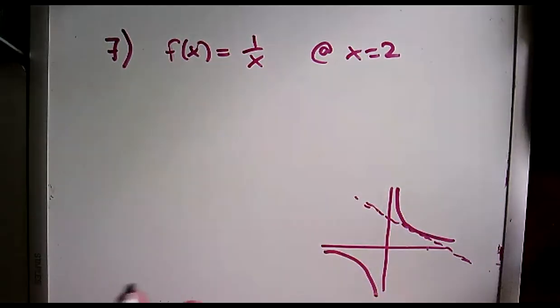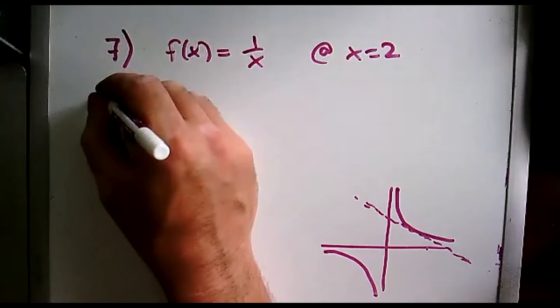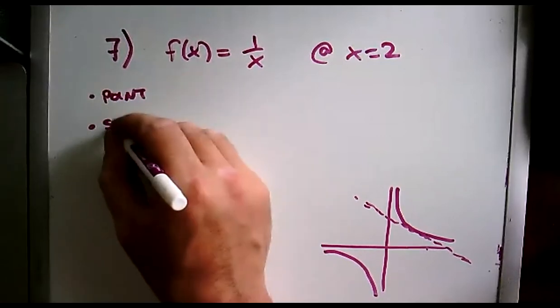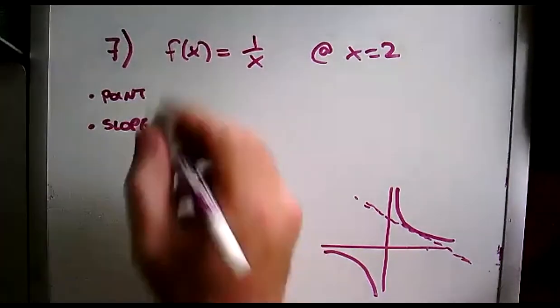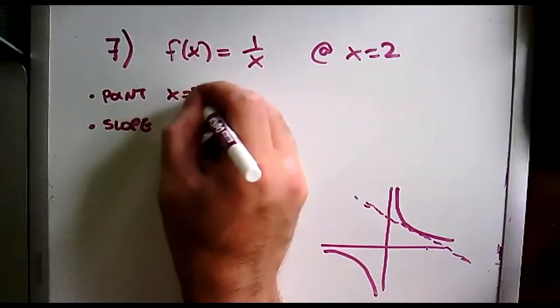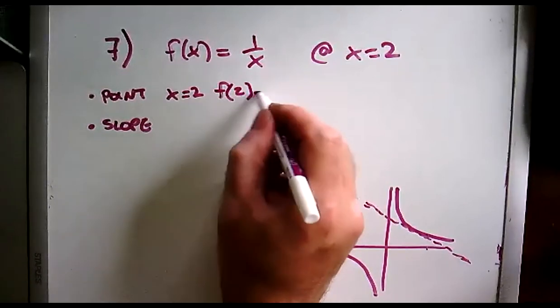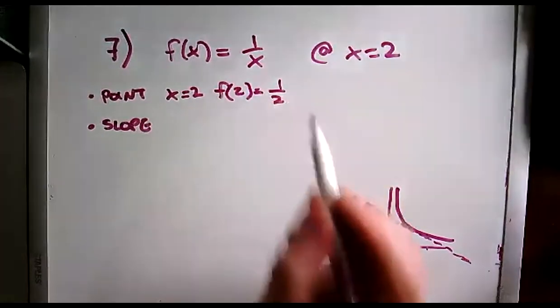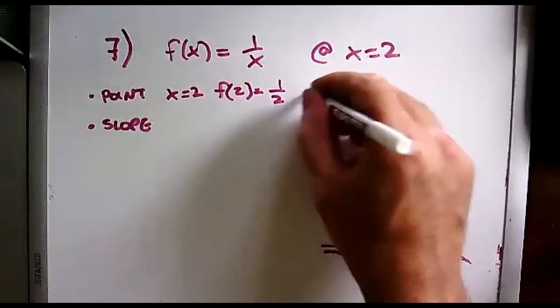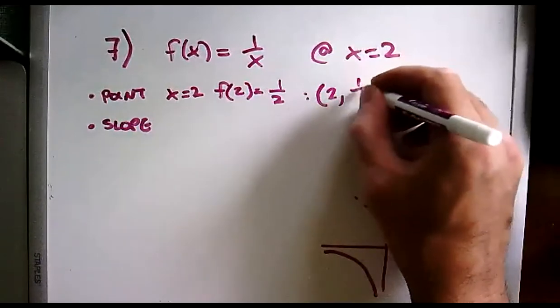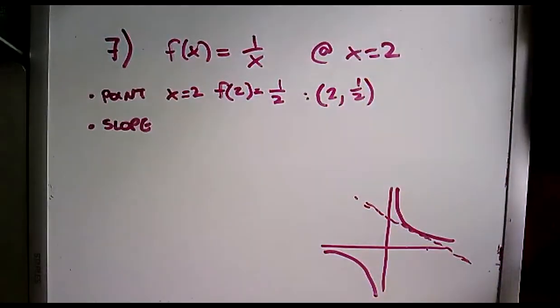So in any problem that we need a tangent line, and really any line, but a tangent line in particular, we need two things. We need a slope and we need a point on the graph. And then we'll just use point slope form. Okay, so the point on the graph, well, we have x equals 2, so let's see what the y value is that corresponds to that. f of 2 is 1 over 2, so our ordered pair would be 2 comma 1 half. Okay, so we're halfway there, we got the point.